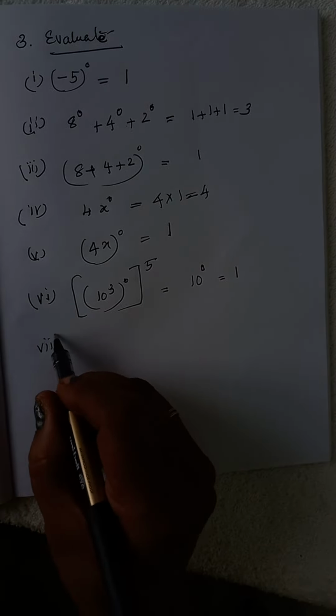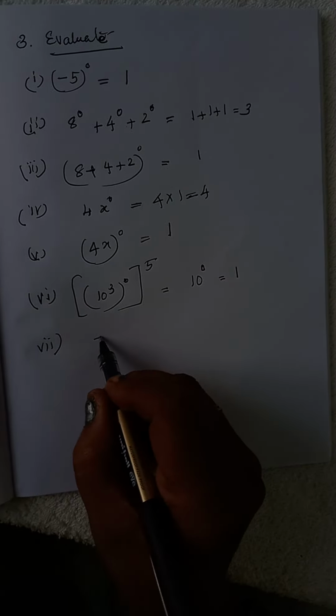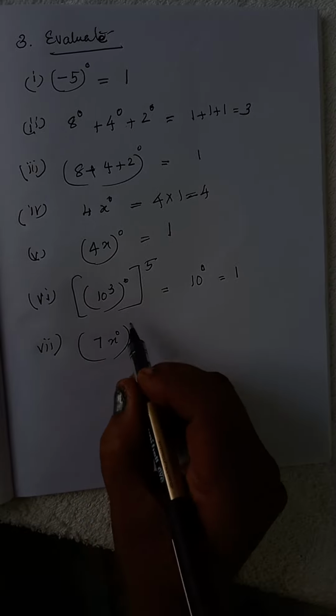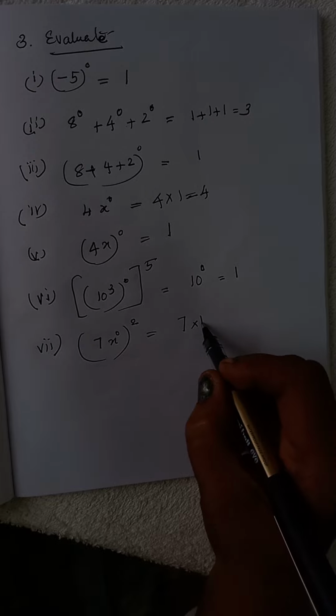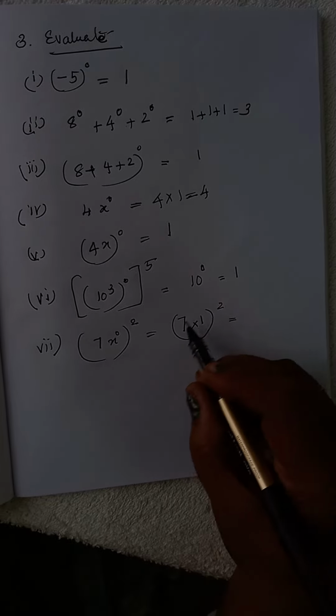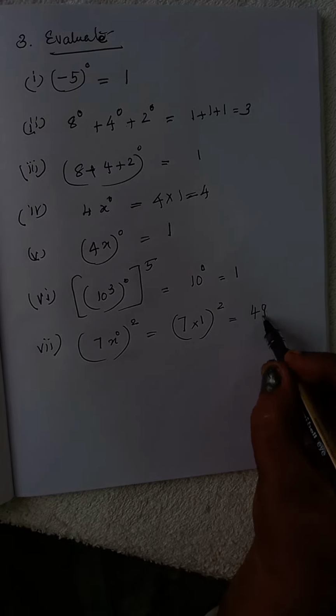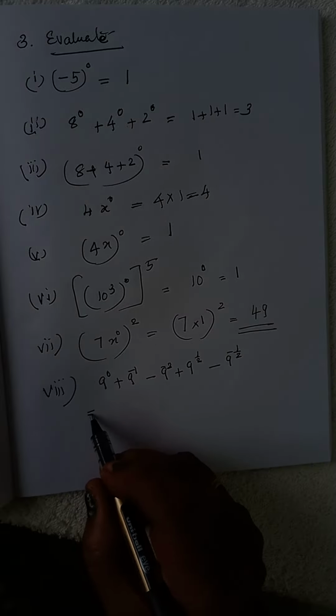Now the seventh question is (7x^0)^2. So this is equal to 7 into x^0 is 1, raised to 2. This is equal to 7^2, that is 49.